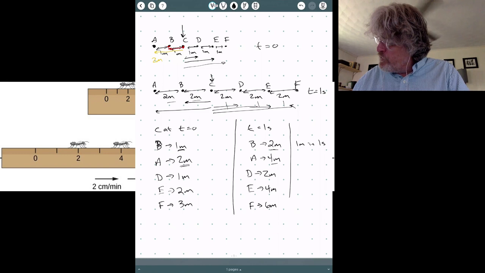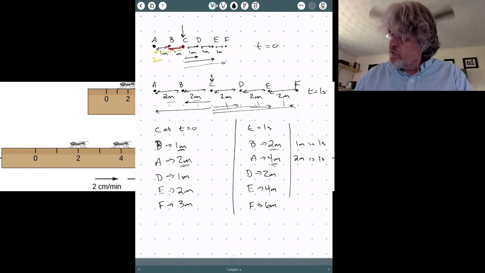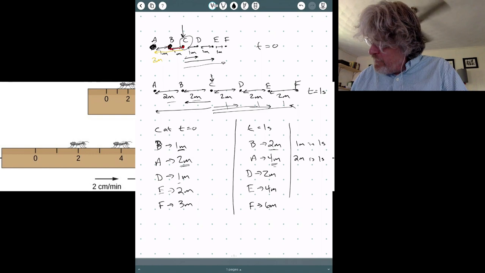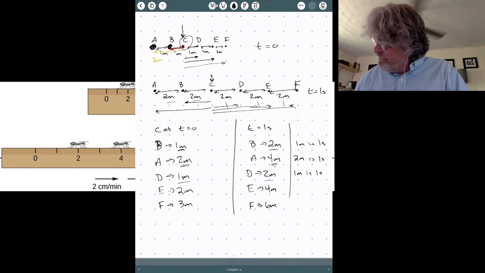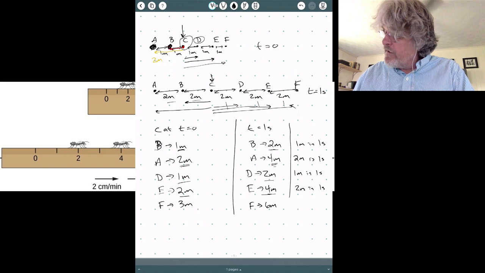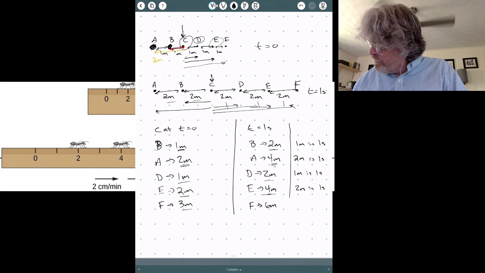Galaxy A has moved from 2 meters to 4 meters, so it's gone 2 meters in 1 second. So the observer on galaxy C sees galaxy A moving away at 2 meters per second, and galaxy B moving at 1 meter per second. Looking in the other direction, you see galaxy D has gone from 1 meter to 2 meters, so it's gone 1 meter in 1 second. And galaxy E has gone from 2 meters to 4 meters, so it's gone 2 meters in 1 second. So I see galaxy D moving away from me at 1 meter per second, and galaxy E moving away at 2 meters per second. Galaxy F has gone from 3 meters to 6 meters, so it's moved 3 meters in 1 second.